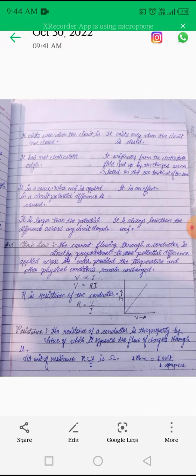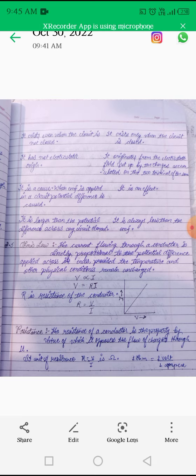EMF exists even when the circuit is not closed. Potential difference exists only when the circuit is closed. EMF has no electrostatic origin. Potential difference originates from the electrostatic field set up by the charges accumulated on the two terminals of the source. EMF is the cause: when EMF is applied in a circuit, potential difference is caused. Potential difference is an effect. EMF is larger than the potential difference across any circuit element. Potential difference is always less than the EMF.